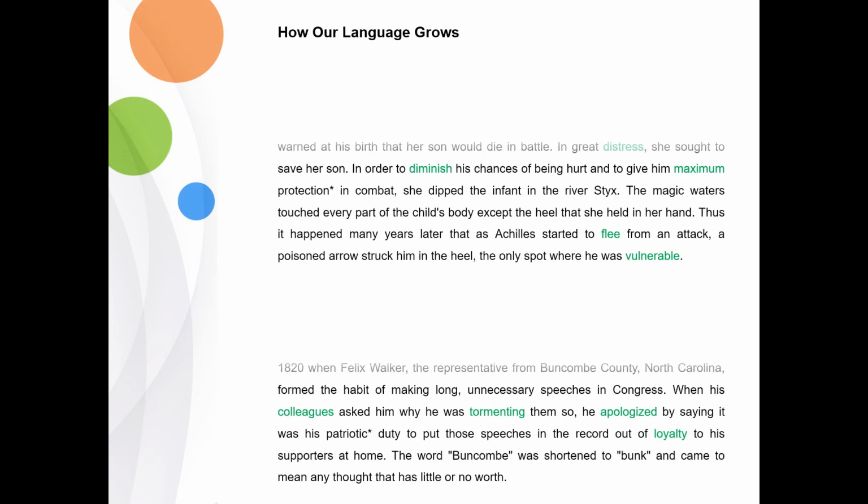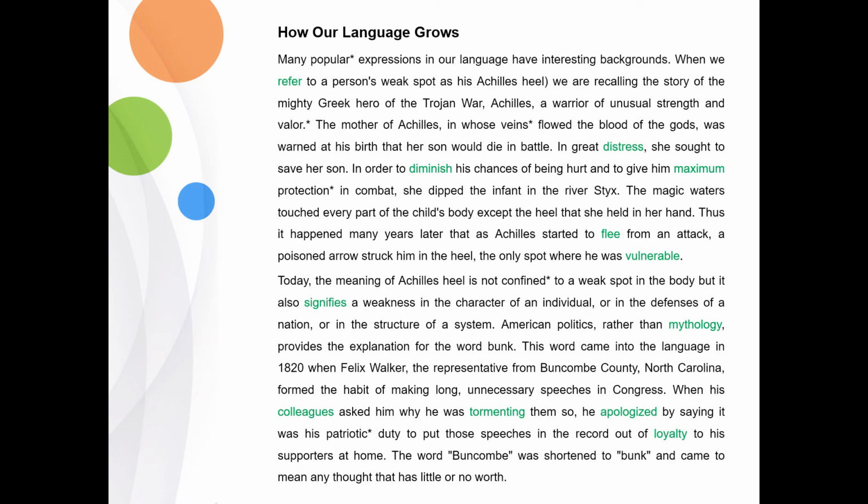Words in use. How our language grows. Many popular expressions in our language have interesting backgrounds. When we refer to a person's weak spot as his Achilles heel, we are recalling the story of the mighty Greek hero of the Trojan War.